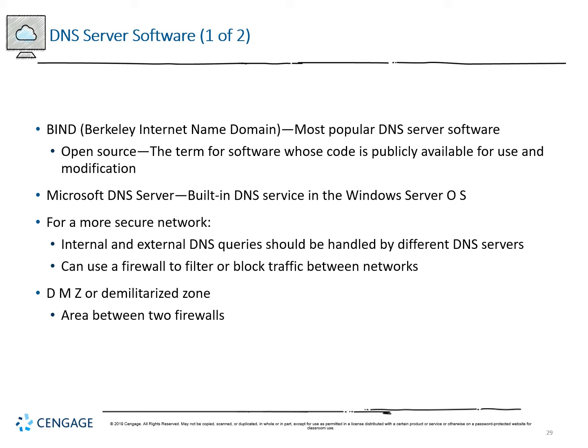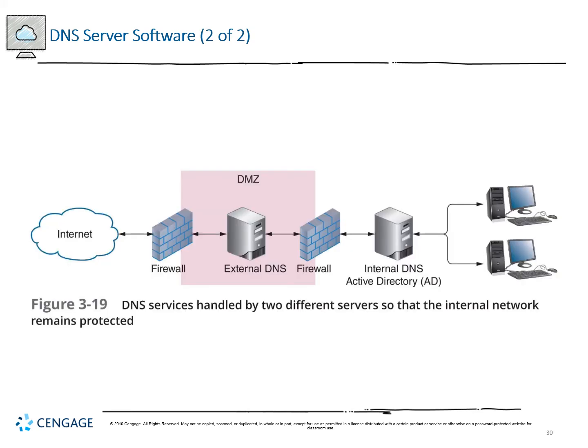For a more secure network, we need to facilitate separation of DNS queries that are internal and external. That should be. This is not always the case. We can use firewalls to block or filter traffic, and if we combine 2 firewalls, we create what's called a DMZ, or demilitarized zone. So here we see a graphical representation of this. We have the internet on the left. We have an external firewall just to the right of that. Inside of that space between 2 firewalls, we have the DMZ. There the external DNS can sit and deal with external DNS requests. It passes through the first firewall and then is processed.